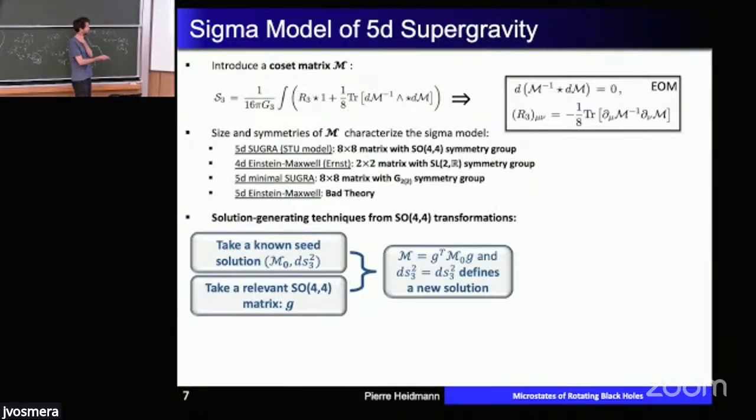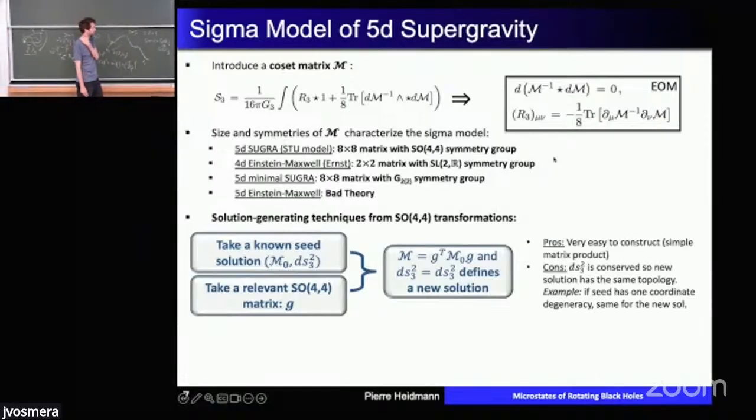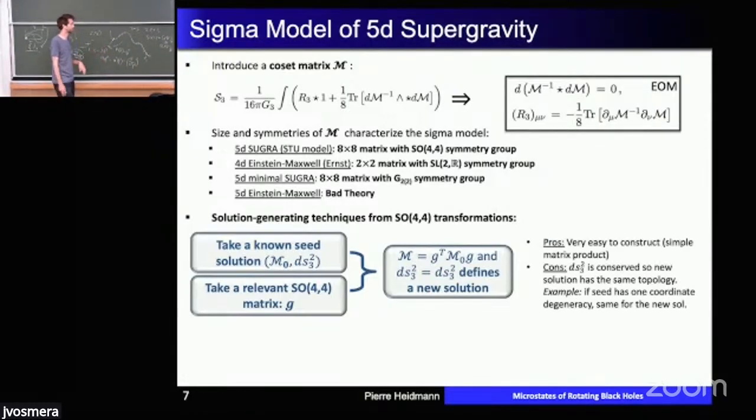ds3 is conserved because of the equation above. So you will get the same 3D base, and you will have a new solution. The process is very easy to construct. You don't even solve any differential equation. You just take one and you do a matrix product. Mathematica can do that in a few seconds.